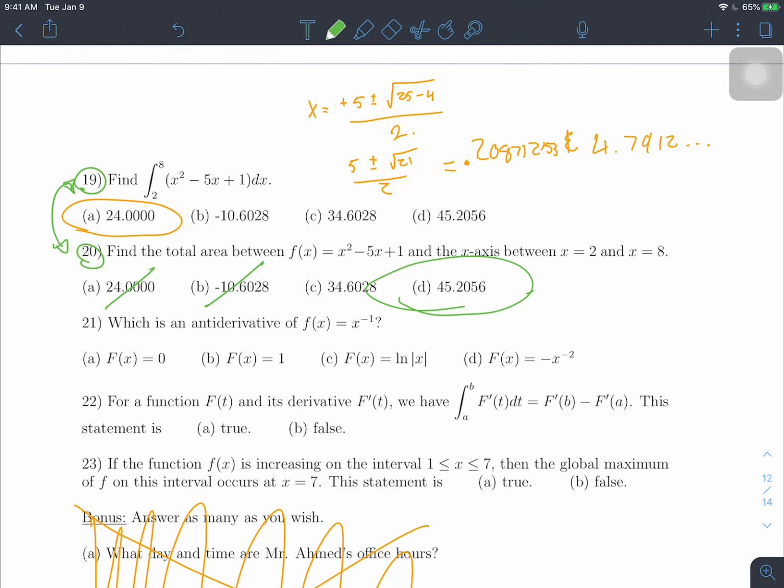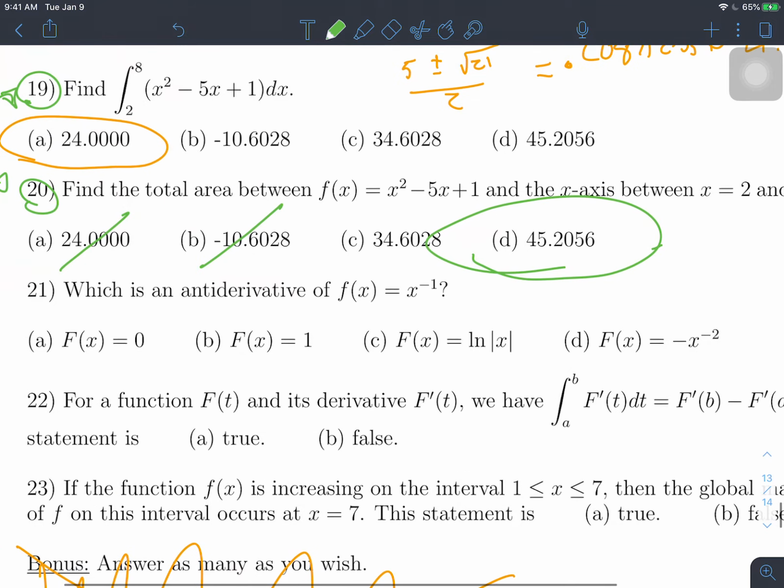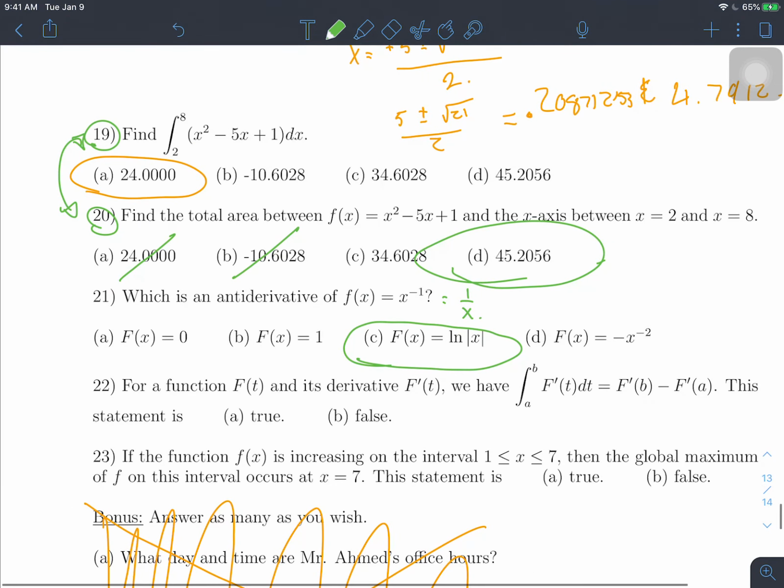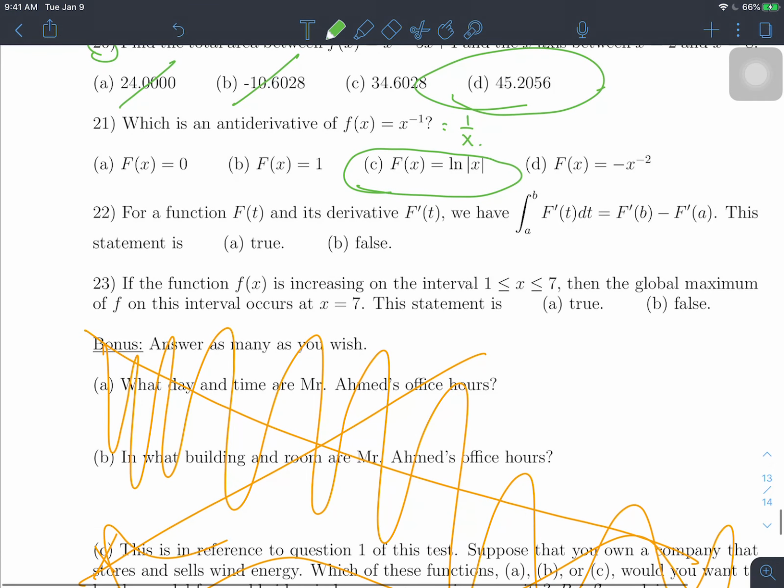Okay, so now we are doing 21, which is an antiderivative of x to the -1st power. Well, x to the -1st power is 1 over x. If you write it like that, I think it's easier to recognize that C should be our answer here. Okay. Derivative of ln is 1 over x.